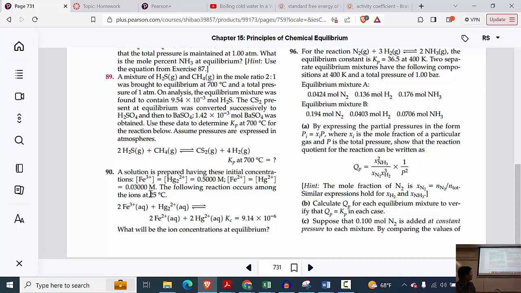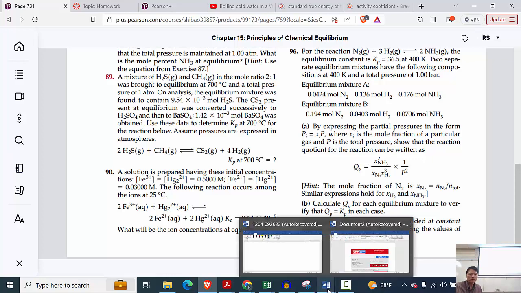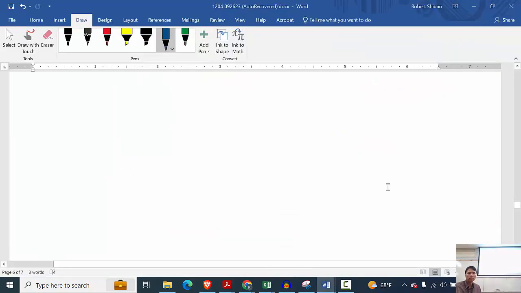But we're given the K value here already, 9.14 times 10 to the minus 6, which tells me this is biased towards what? The product or the reactant? The reactant. So this is asking what will the ion concentrations be at equilibrium. So let's go ahead and set this one up here. So iron 3, 2 iron 3s and a mercury 1.